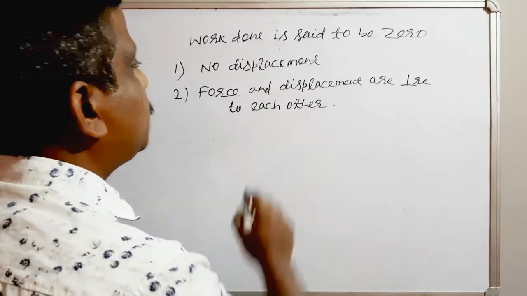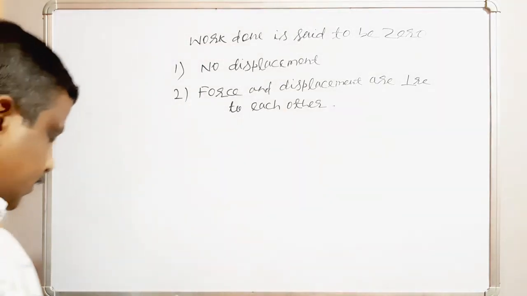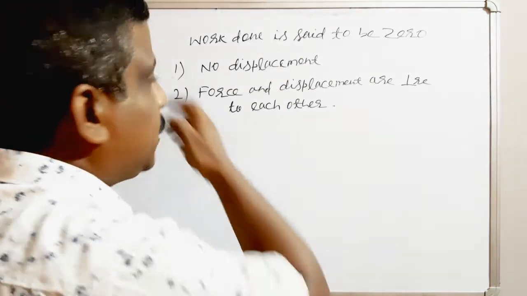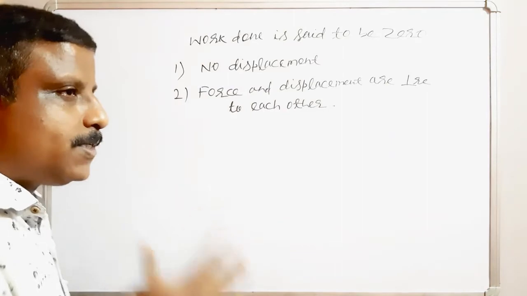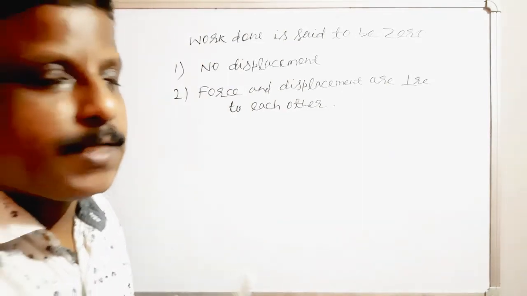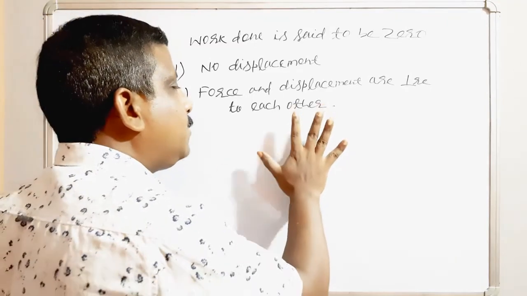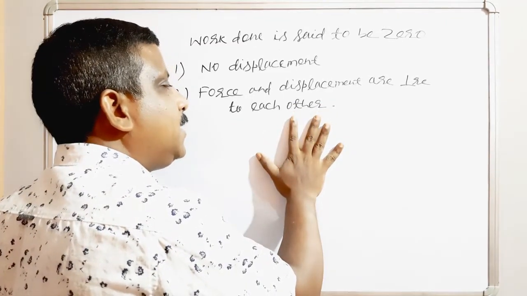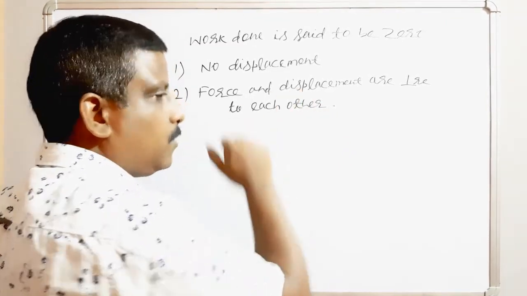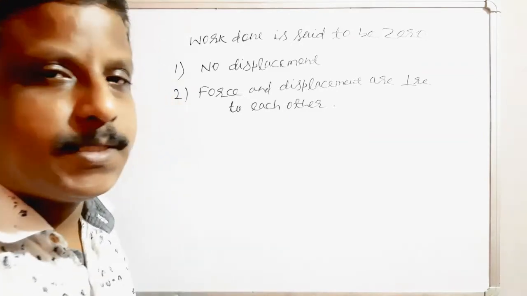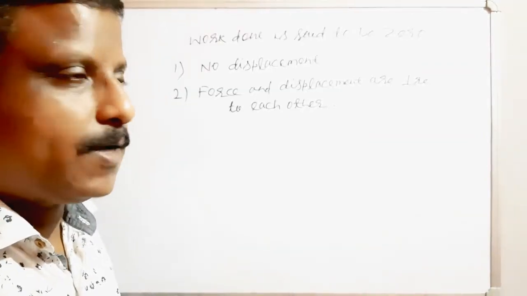So force and displacement are perpendicular to each other. First case you see, there is no displacement. Suppose force is applied but there is no displacement. Here suppose this is the board. I am applying the force on the board but there is no displacement of the board. That means work done is said to be 0. This is the first case.